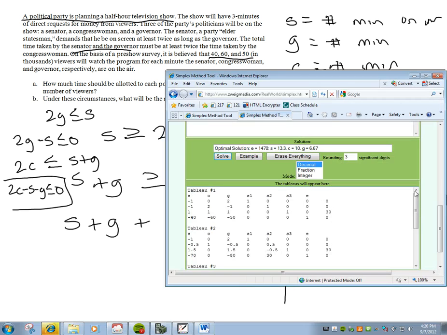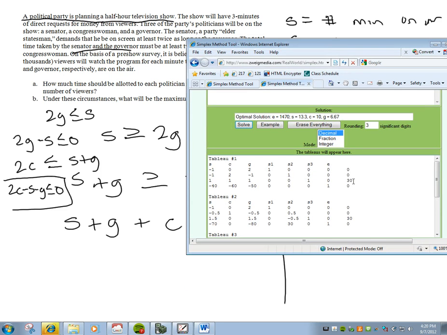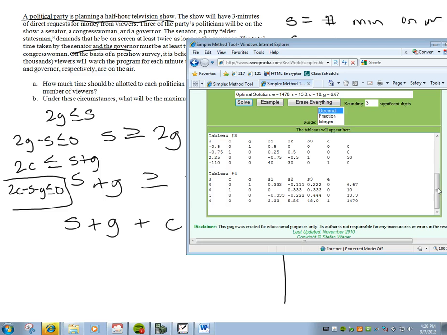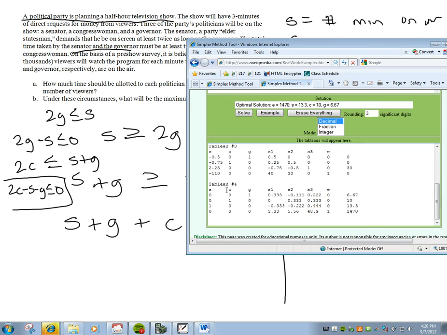So we'd enter this in, and there's the matrix that we just presented, and that looks to be about the same. And then finally, we look at the final matrix and see that S, C, and G are all going to get time, so they're all active columns. For the senator, the senator should be allocated 13.3 minutes, the congresswoman should be allocated 10 minutes, and the governor should be given 6.67, so about 6 2/3 minutes, which would be about 6 minutes and 40 seconds.